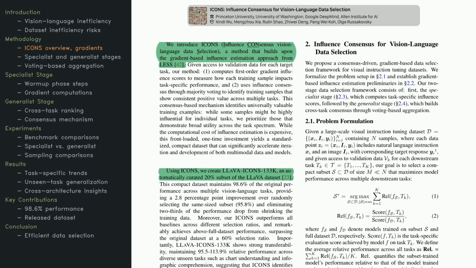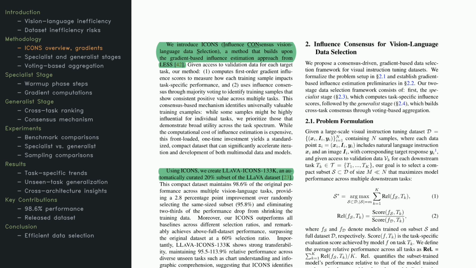The ICONS approach zeroes in on selecting the most impactful training data for vision language models. It leverages gradient-based influence estimation to see exactly how each training sample affects task-specific performance. The twist is the consensus mechanism. This mechanism relies on majority voting across tasks to pick out samples that consistently offer value everywhere. Although calculating these influence scores can be expensive up front, it's a one-time cost. After that, you're left with a compact, high-quality dataset that makes future training faster and easier.